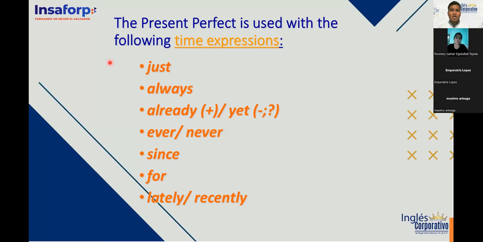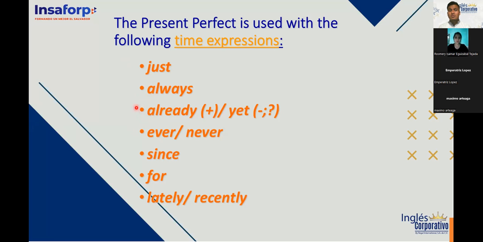So let's move on to what we're going to be focusing on today. Today, as I said, we are going to know time expressions. In the present perfect, we use the following time expressions. We use just, always, and always is also what? How do we call it? Siempre. Okay, that's the meaning in Spanish, but in English grammar, how do we call that? Frequency adverb. Frequency adverbs or adverbs of frequency. Those are the ones that we saw like a week ago or something like that.